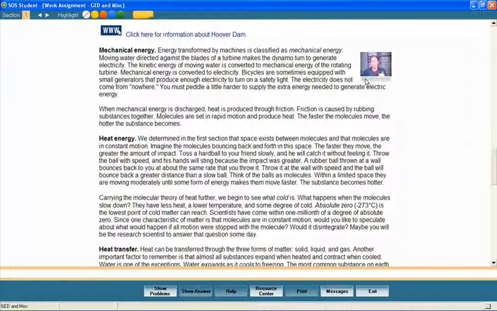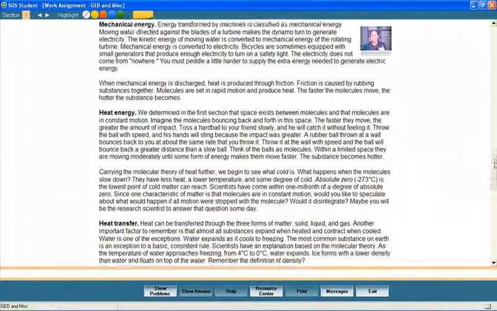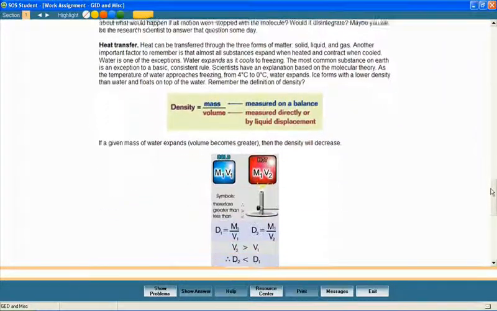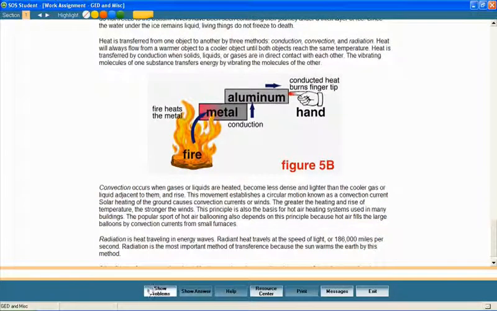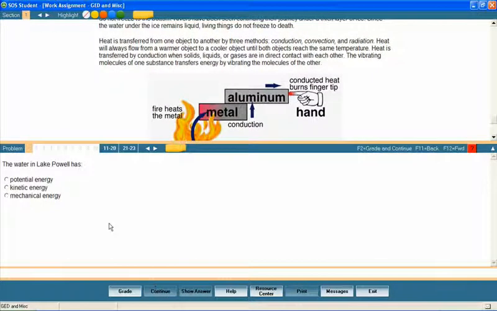At the end of the lesson, your student is presented with a series of questions that provide a review of lesson content. Questions are presented in a variety of formats.